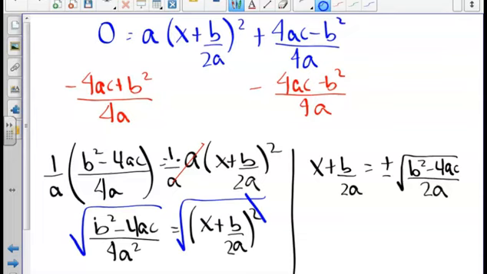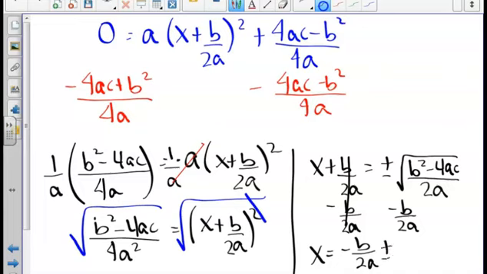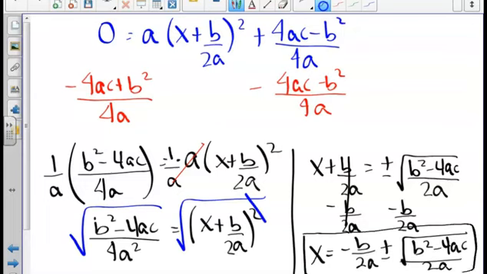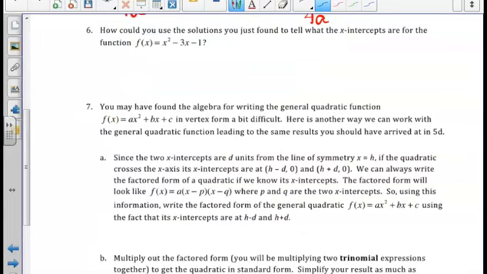If we're trying to get x by itself, the last thing to do would be to subtract b divided by 2a. Therefore, to get x by itself, we can use the formula negative b divided by 2a plus or minus the square root of b squared minus 4ac all over 2a. Notice that this is coming from the vertex form of a quadratic function. This is what we call the quadratic formula. Moving forward, if you cannot factor to solve and find the x-intercepts of a quadratic function, you can use the quadratic formula. So let's try number 6.